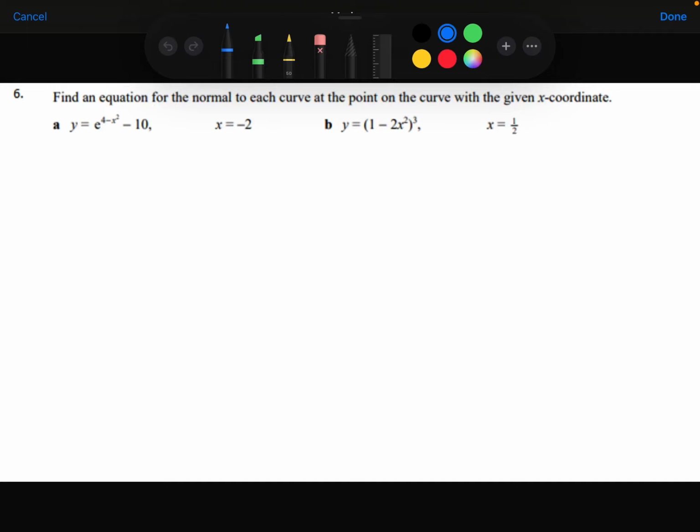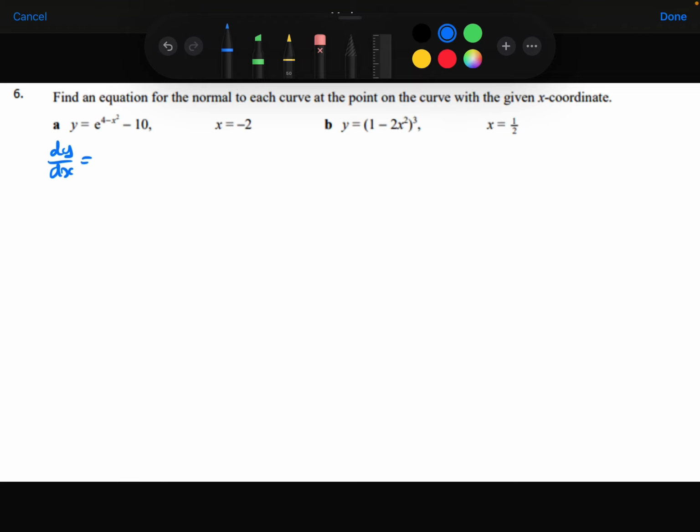We need to find an equation for the normal to the curve at the point on the curve with the given x coordinate. First, for y equals e to the power of 4 minus x squared, minus 10, where x is minus 2. So our approach is going to be to differentiate to get our gradient function, to then substitute the minus 2 in to get the gradient of the curve at that point. Then we're going to do the negative reciprocal to get the gradient of the normal, and then y equals mx plus c.